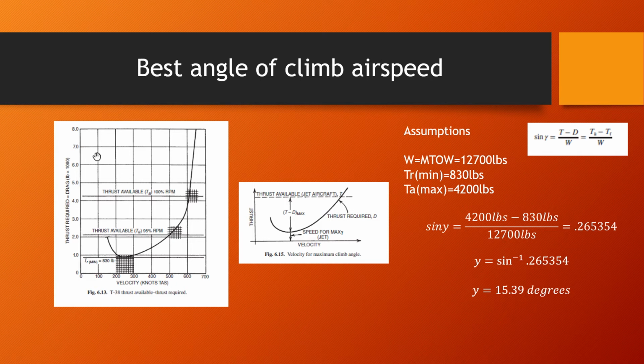So if we put that into our equation, sine of gamma is equal to 4,200 minus 830, divided by 12,700, and it gets about 0.265354. Then we take the inverse sine of that, and it ends up being about 15.39 degrees as our best angle of climb. And again, that's at the point where the aircraft is at L/D max, so it's at that minimum drag spot. And this diagram right here in the middle shows that and the relationship between thrust and velocity, and the drag as well.